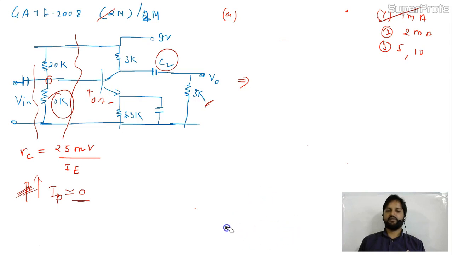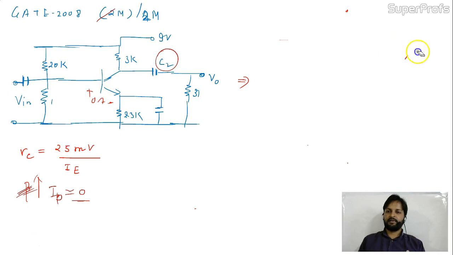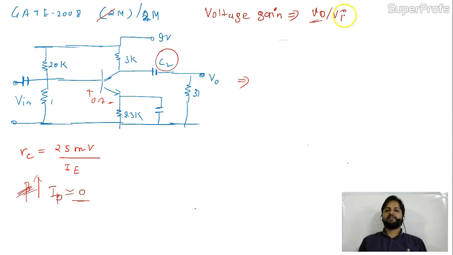Now it's time to do the AC analysis for this circuit. Let me make it clear. I will do the AC analysis. The DC is over. And the second question is actually, let me write the question first, then we will do the AC analysis. The mid-band voltage gain of the amplifier is approximately, they're asking voltage gain, and voltage gain is nothing but V0 by Vi. So V0 is AC, Vi is AC, so we need AC analysis of this.